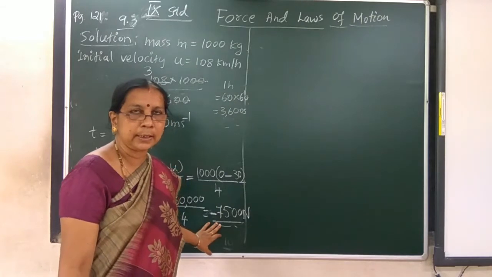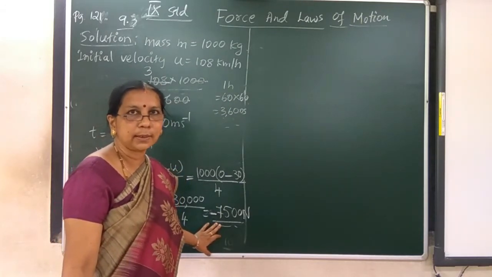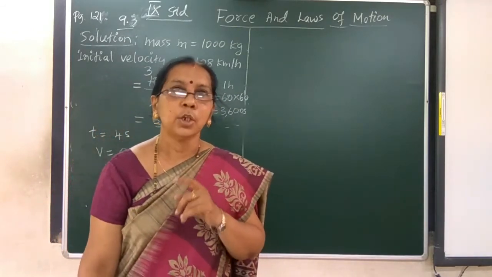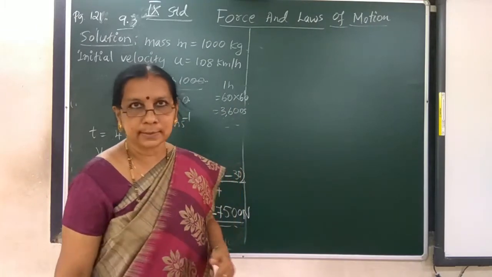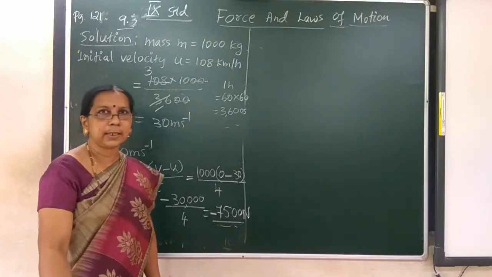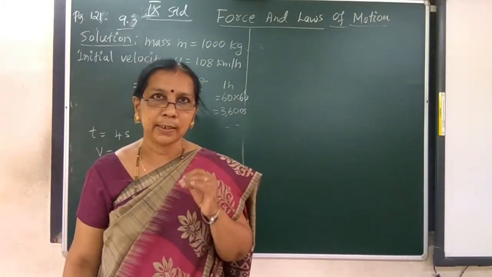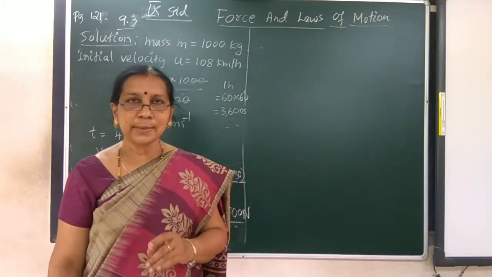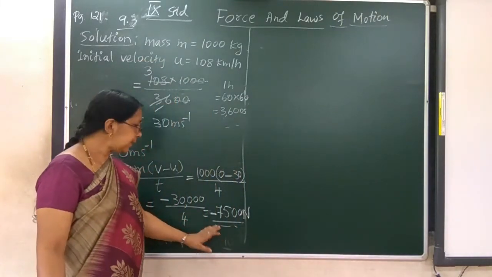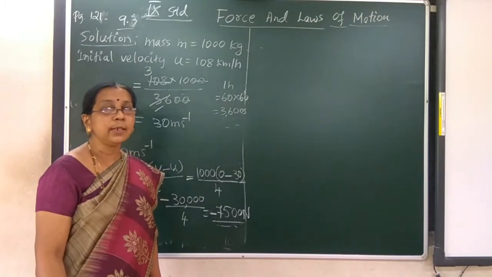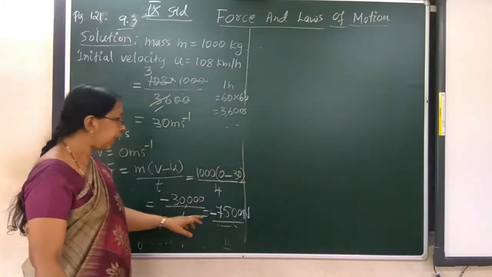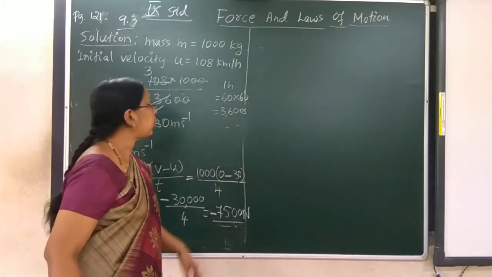What does the negative sign indicate? Here the force applied is in the opposite direction. Brakes are applied in the opposite direction of its motion and it comes to rest. Velocity decreases. So the negative sign indicates that the brakes are applied in the opposite direction of motion, which means the force is in the opposite direction of its motion. So the answer is minus 7500 Newton.